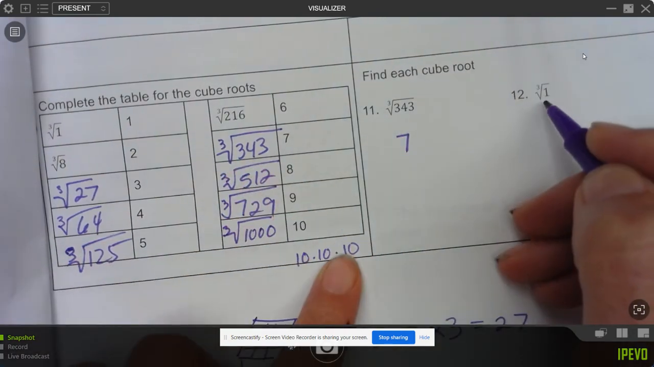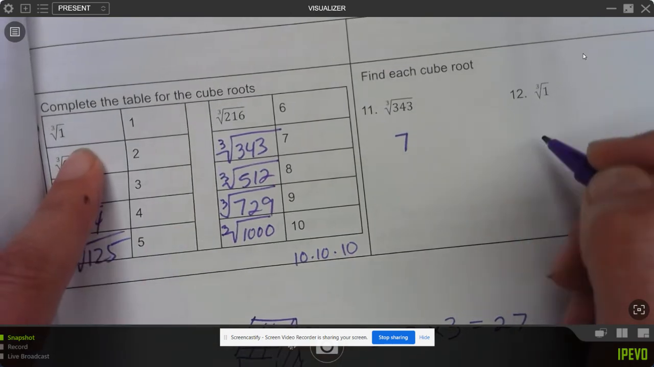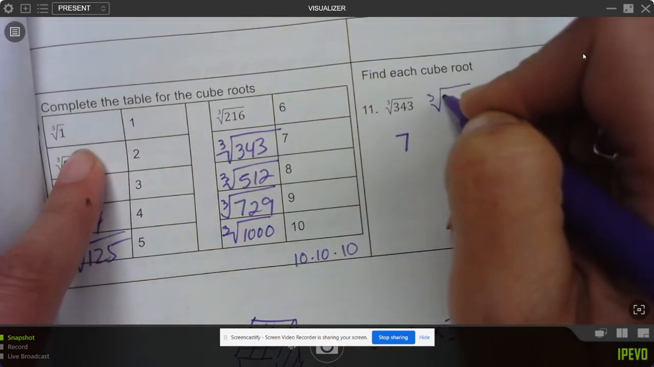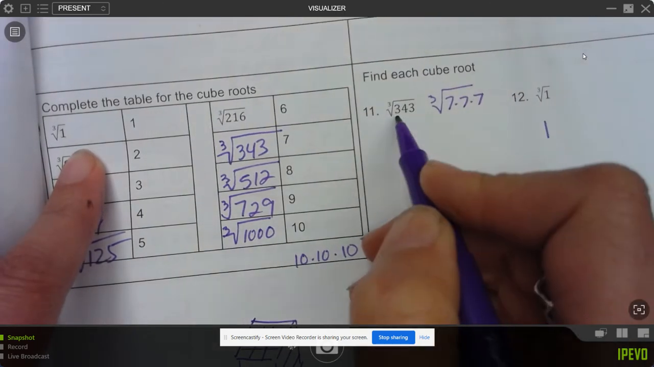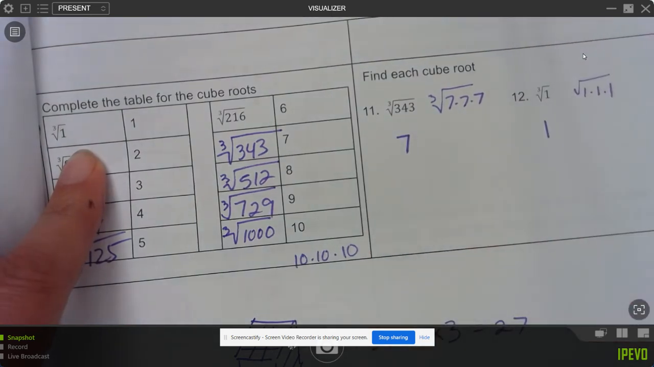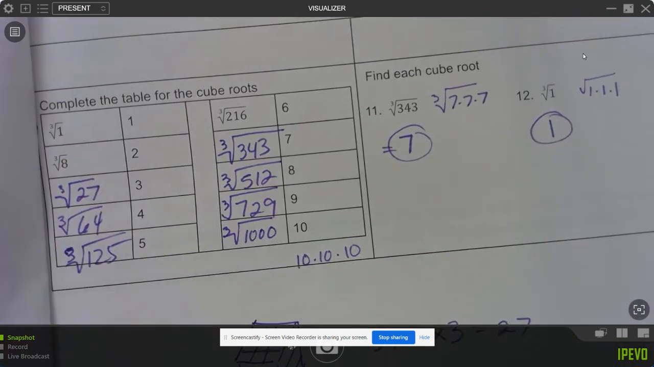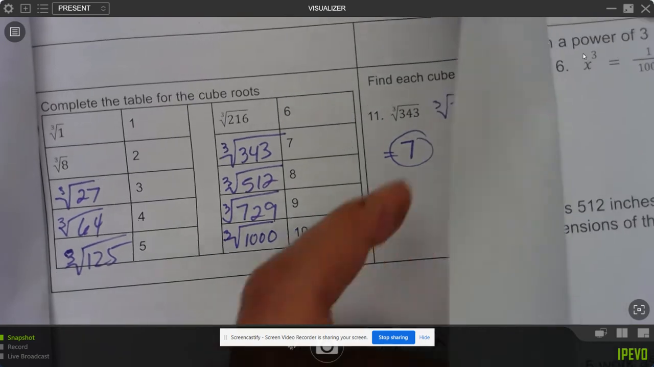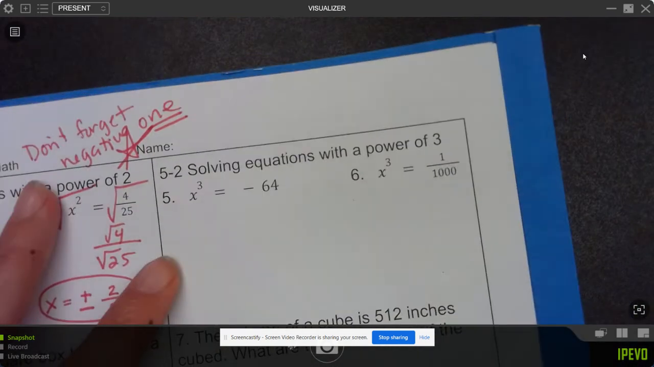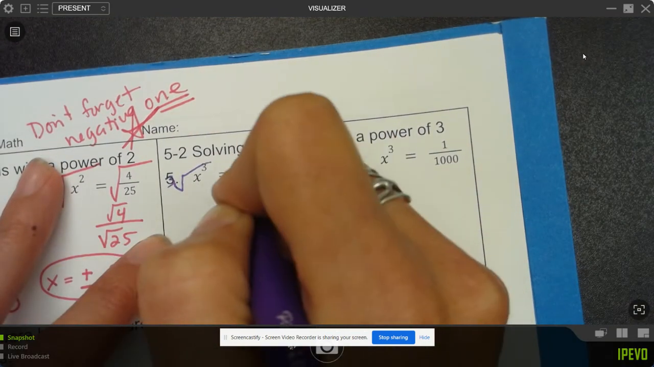The cube root of 1, well, 1 times 1 times 1 is 1. Okay, so you're kind of thinking here, 7 times 7 times 7 is 343. 1 times 1 times 1 is 1. So for cube roots, you need 3 of them to kind of take them out. And we're going to be using those on lesson 5-2. So in lesson 5-2, you're going to be finding the cube root of each of these.